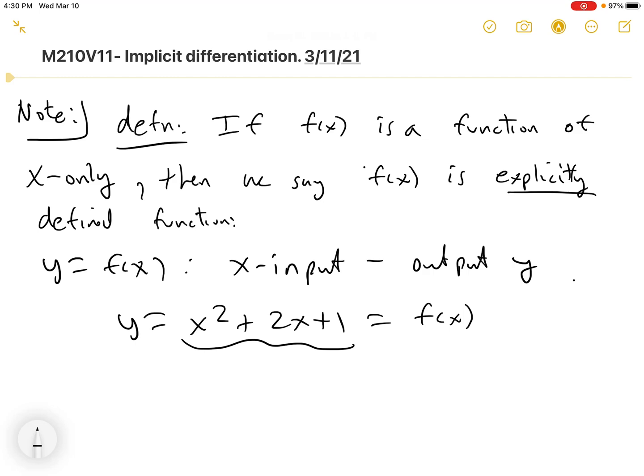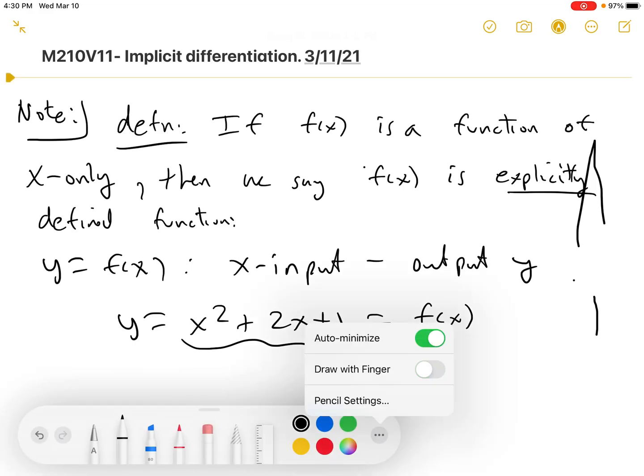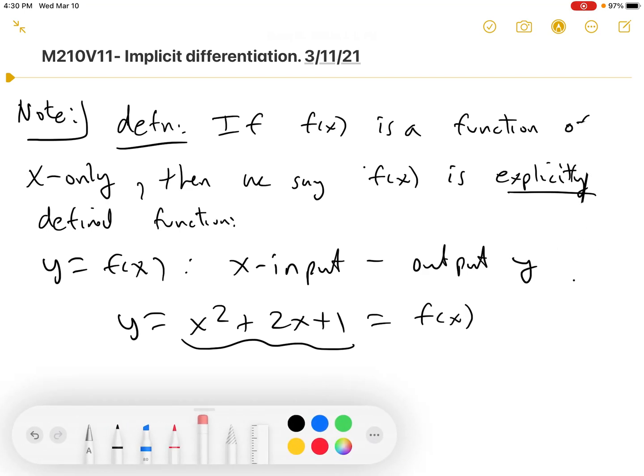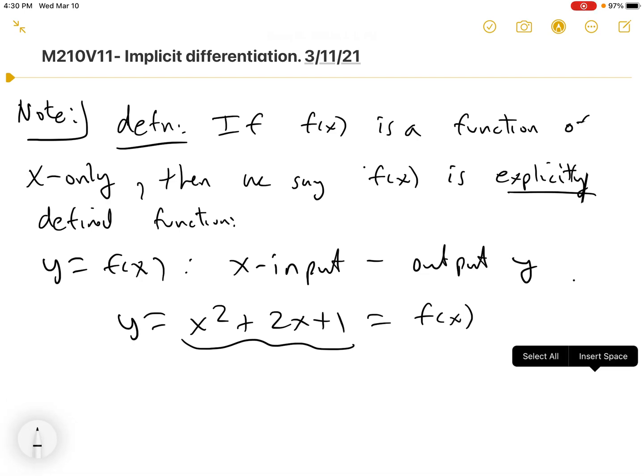All the differentiation rules we have learned so far, chain rule, product rule, quotient rule, power rule, all of them imply that the function you're dealing with is explicit. So all the functions we've dealt with so far are explicit. We're saying y is the output, and x's and constants are the input.